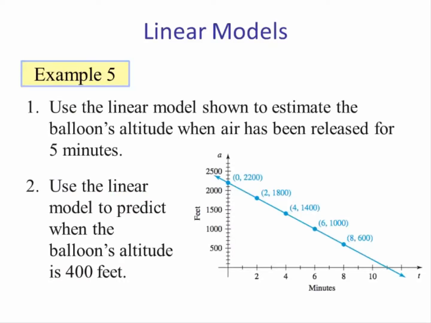Example number 5. Use the linear model shown to estimate the balloon's altitude when the air has been released for 5 minutes. Number 2. Use the linear model to predict when the balloon's altitude is 400 feet. So this blue line is going to serve as a model, and from this model we can estimate altitude, and in this question we can estimate the time.